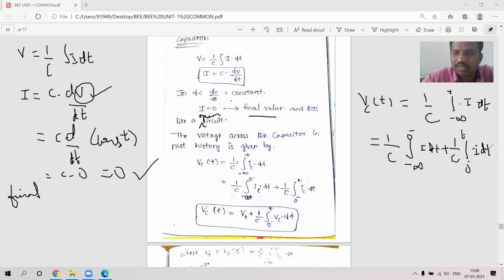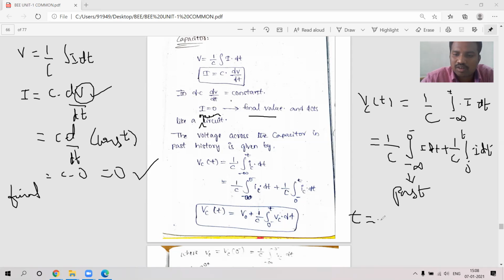So I got two terms. 0 minus is nothing but past only, no? Before switching, that is past history. This is past history, and this is the equation I got. Now I can substitute t equal to 0 plus, no?